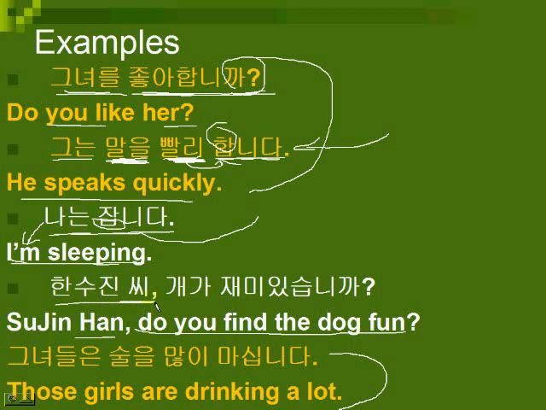한수진 씨, she, 한수진 씨, 걔가 재미있습니까? So, 한수진 is the dog, so the dog. Fun, 재미, 있습니까, exist. Does fun exist? With the dog, does fun exist? And that just means, Miss 한수진, do you find the dog fun? And because you're using the dog as the doer of the sentence, you don't need an honorific here.